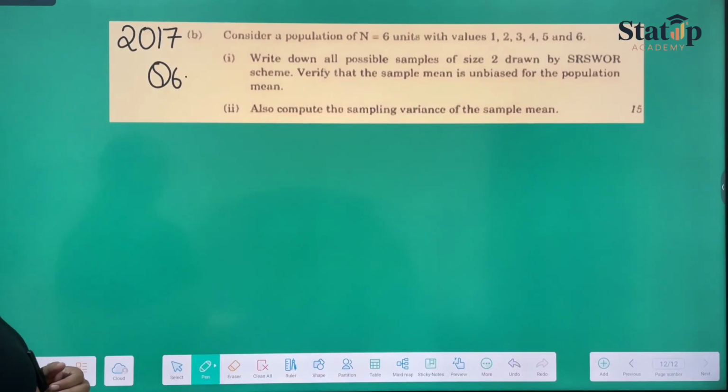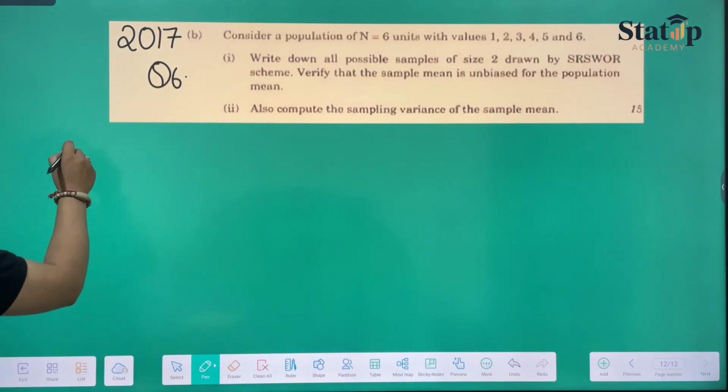So the question reads, I hope that you can clearly see the question. Consider a population of capital N, which is 6 units, and the population has been given to us as 1, 2, 3, 4, 5, and 6. The first part is: write down all possible samples of size 2 drawn by simple random sampling without replacement scheme.